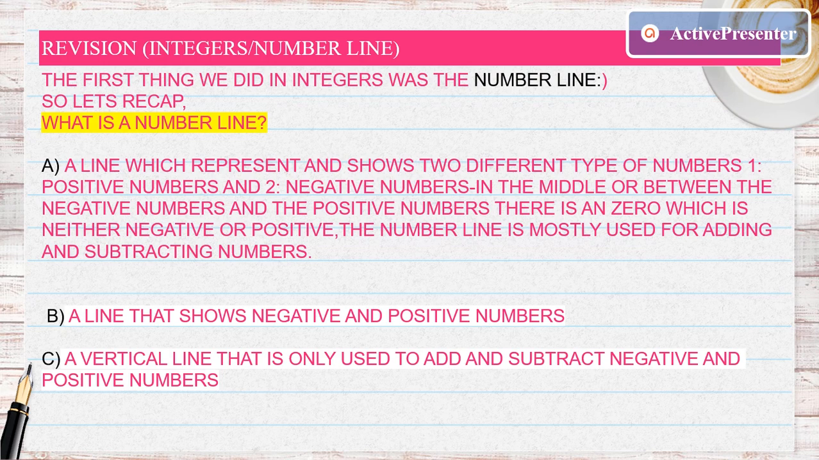And the last option, C, says it's a vertical line that is only used to add and subtract. Firstly, it is not only used for that, right? You can use the number line to even multiply and divide once you have the knowledge and know exactly how to do it. And yes, the first option is the answer.